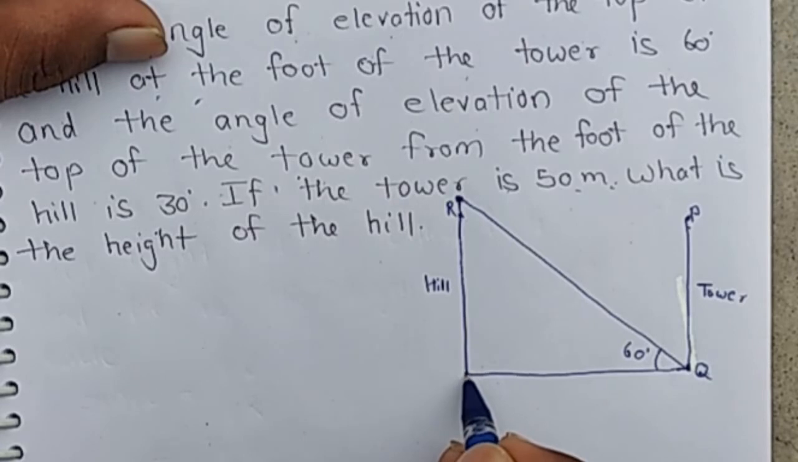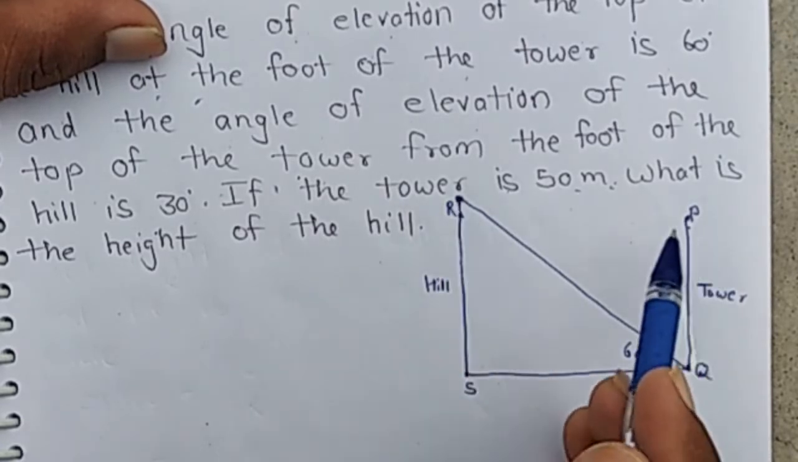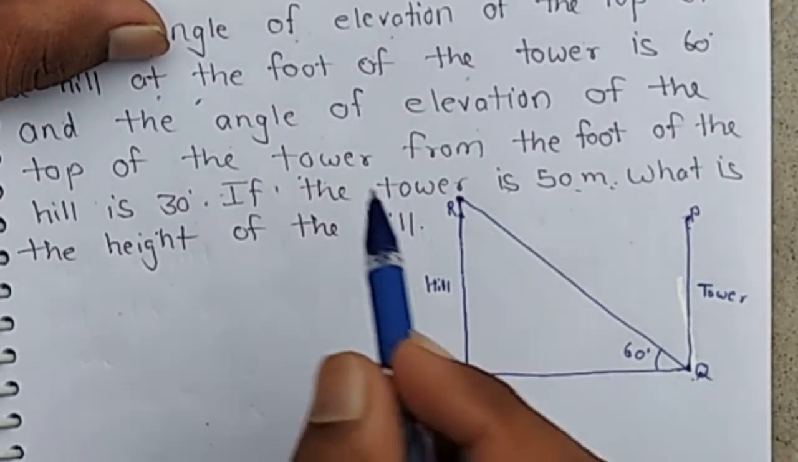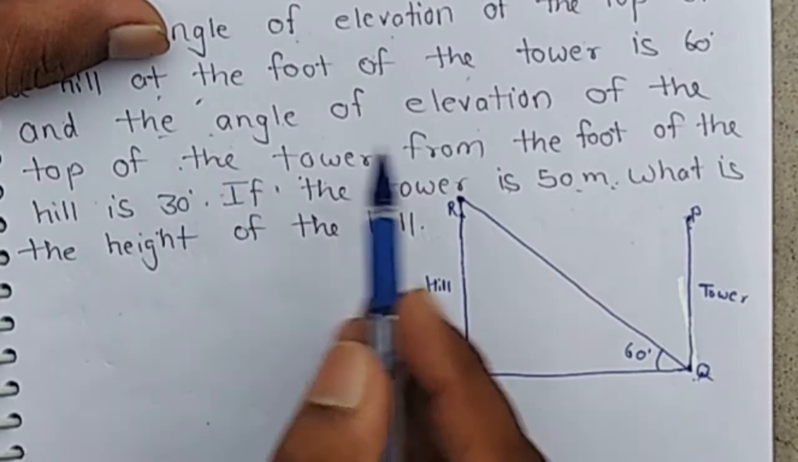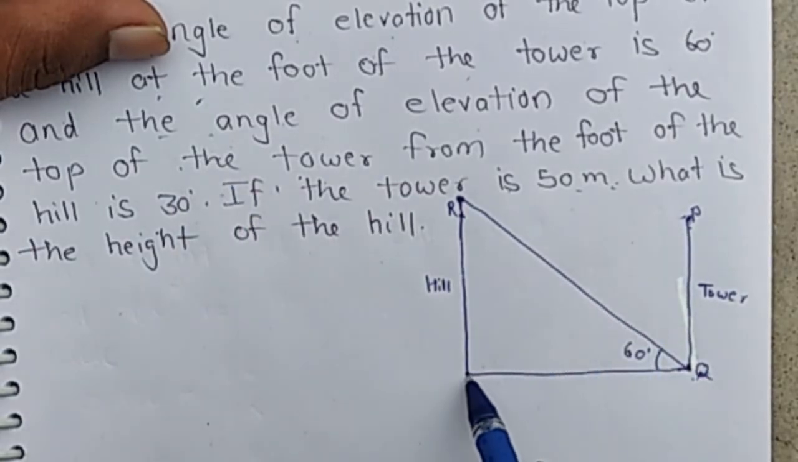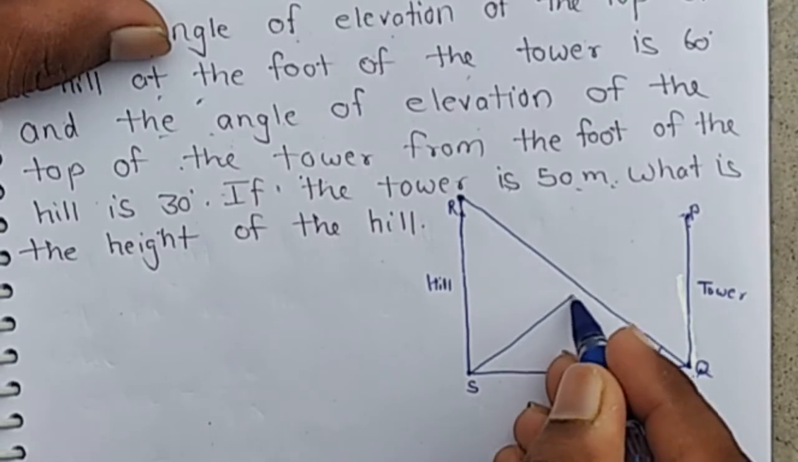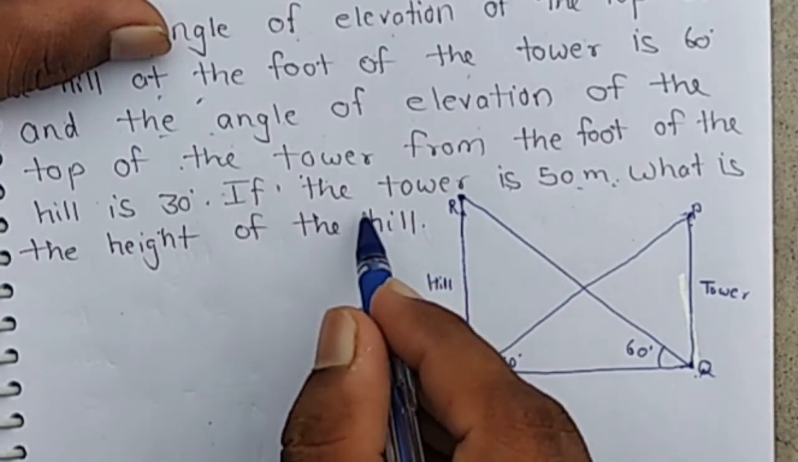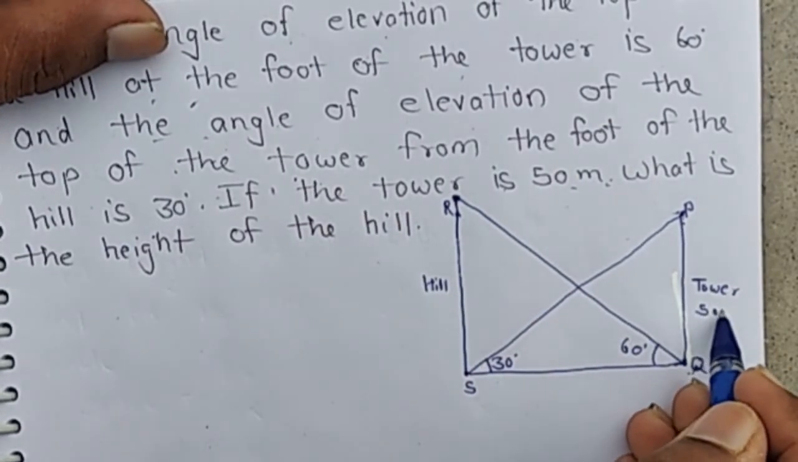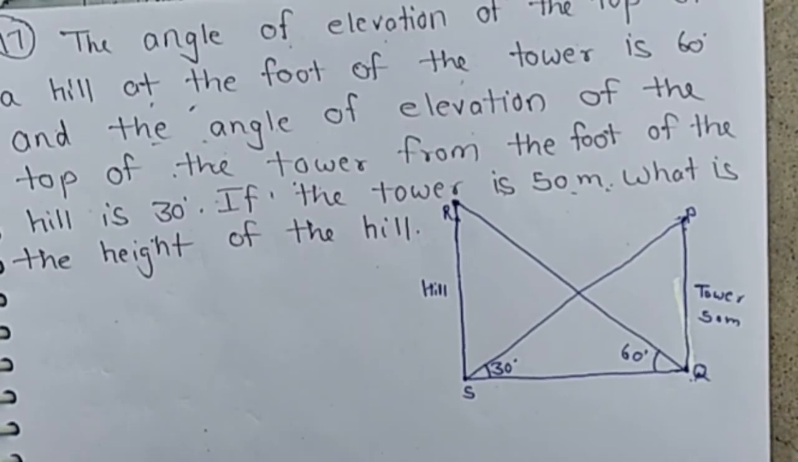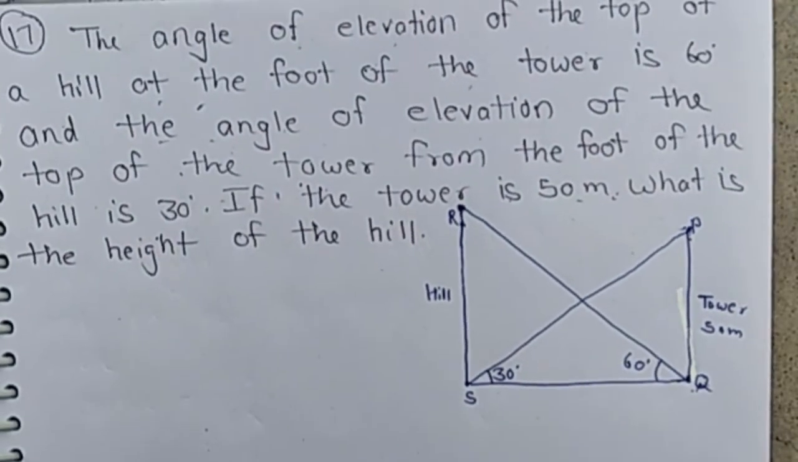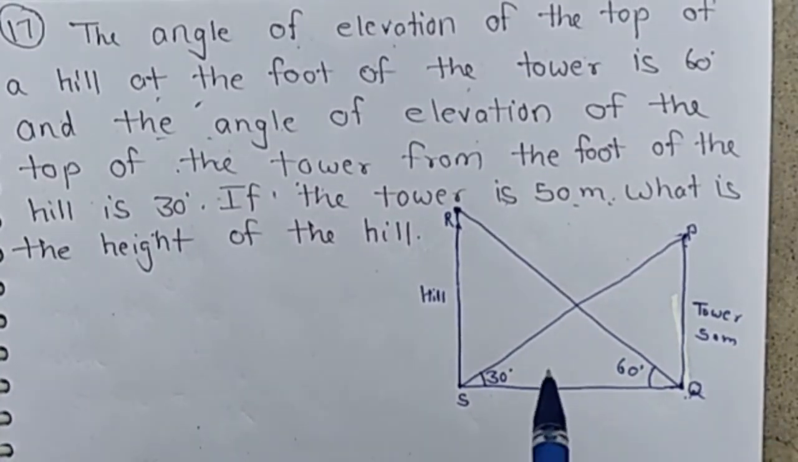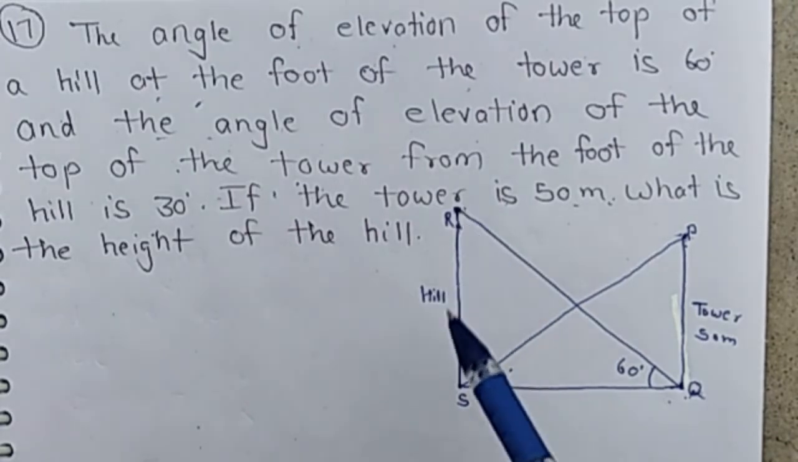S is the foot of hill and R is the top of hill. P is the top of tower and Q is the foot of tower. Then the angle of elevation of the top of the tower from the foot of the hill is 30 degree. If the tower is 50 meter high, we have to find the height of the hill. Now there are two right angle triangles, PQS and RSQ.